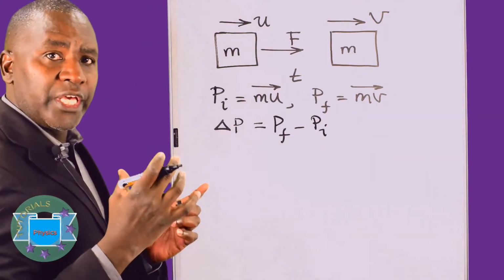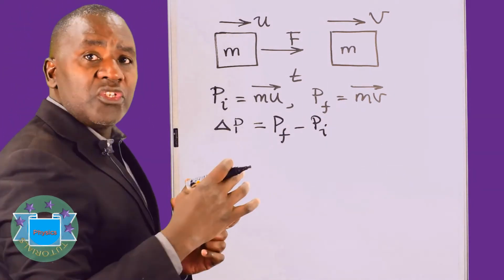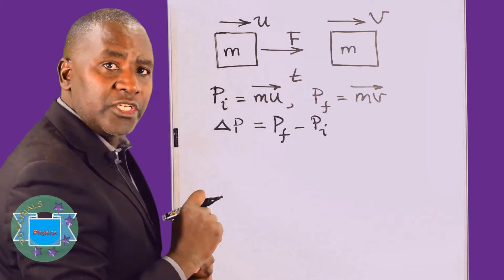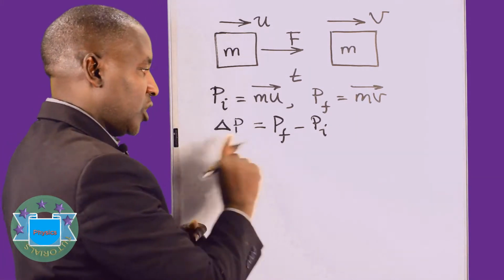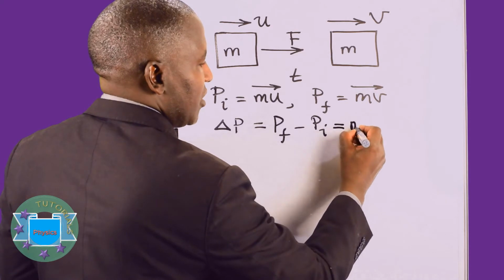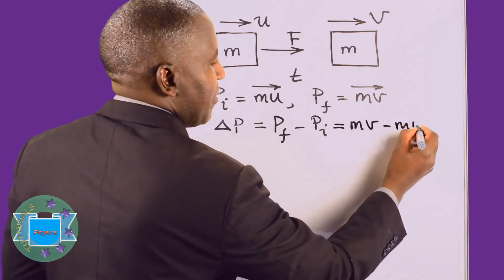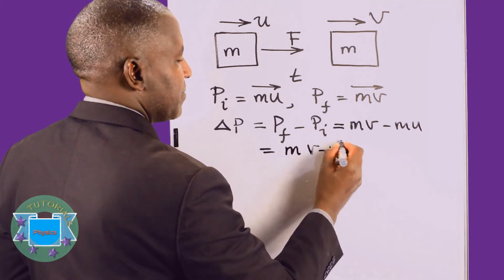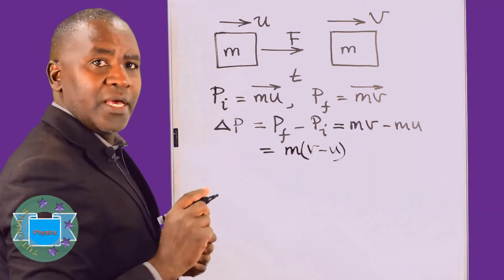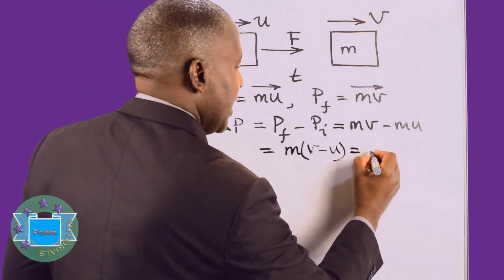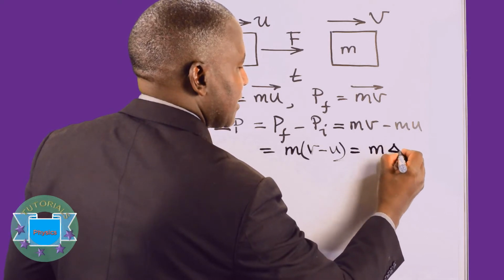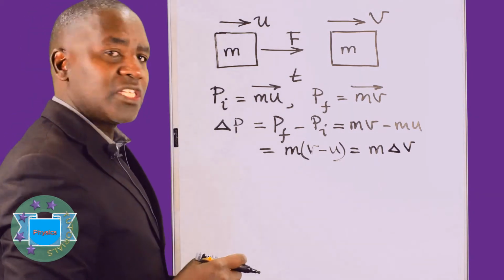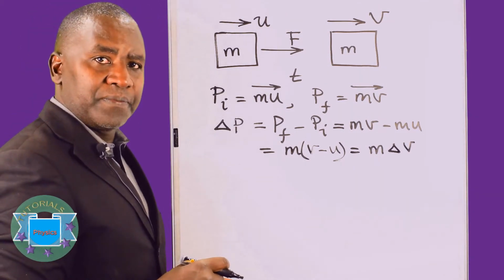And I want to remind you here, when you talk about the change in a given physical quantity, we usually get the final magnitude minus the initial magnitude. That is how we get change in a physical quantity. And of course, this one is going to be equal to mv minus mu. You can write this like this: v minus u is the change in velocity. So the change in momentum is equal to mass times the change in velocity.